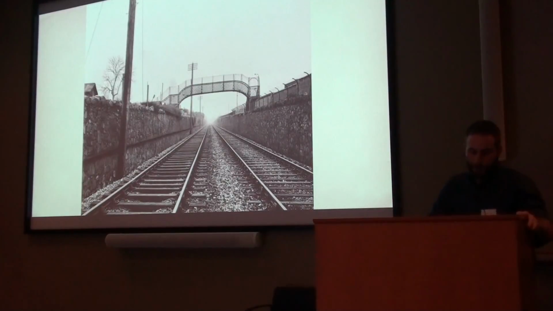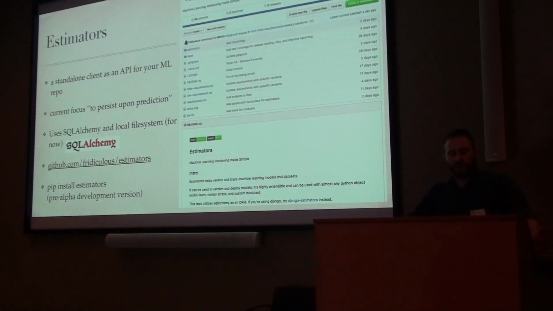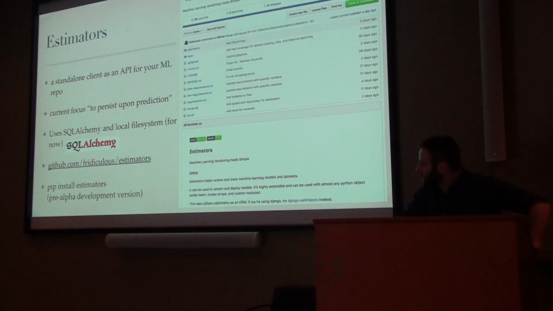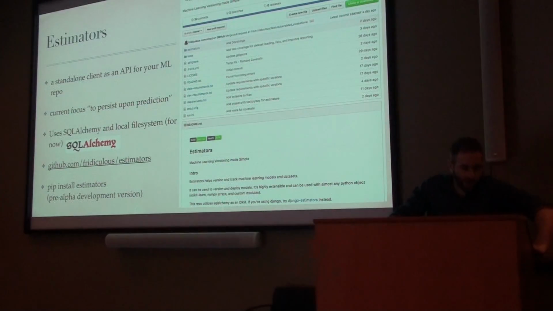So I took a stab at that, and I wrote a package called Estimators. It's really like a standalone client as an API for your ML repo. The goal in this version that I released is to persist upon prediction. It uses SQLAlchemy and a local file system for now. You can find it at that repo. This screenshot was taken this morning, and I pushed it to PyPI about half an hour ago. It's still a prototype, but I'd love to get your feedback.